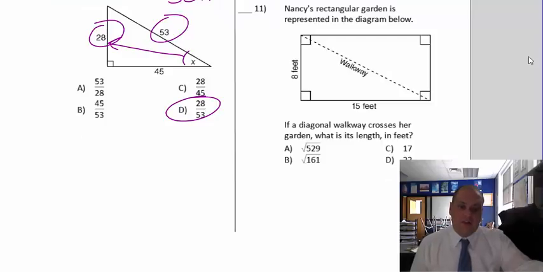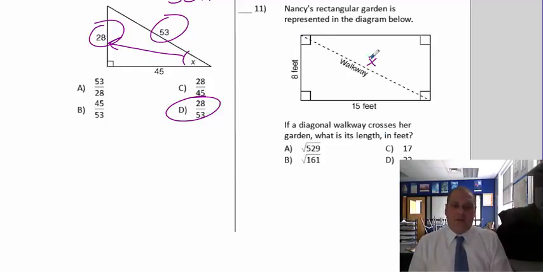Nancy's rectangular garden is represented in the diagram below. If a diagonal walkway crosses her garden, what is its length? So you just find the length of the walkway. It's pretty simple, actually. It's the Pythagorean Theorem. You have two sides of a right triangle. See the right triangle? You're trying to find the hypotenuse. You're trying to find C.